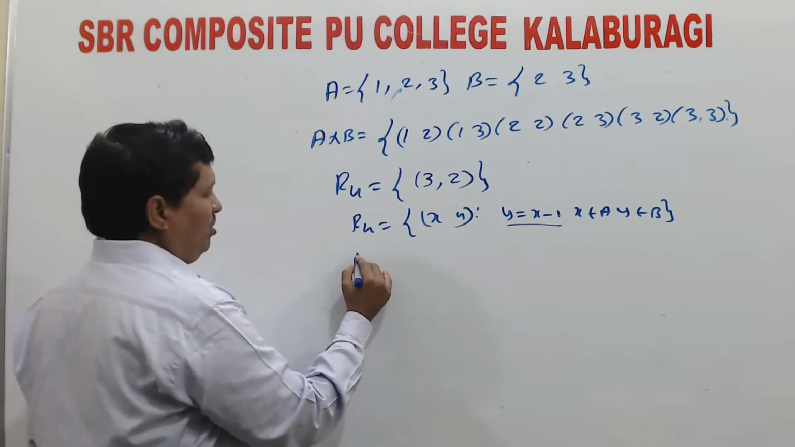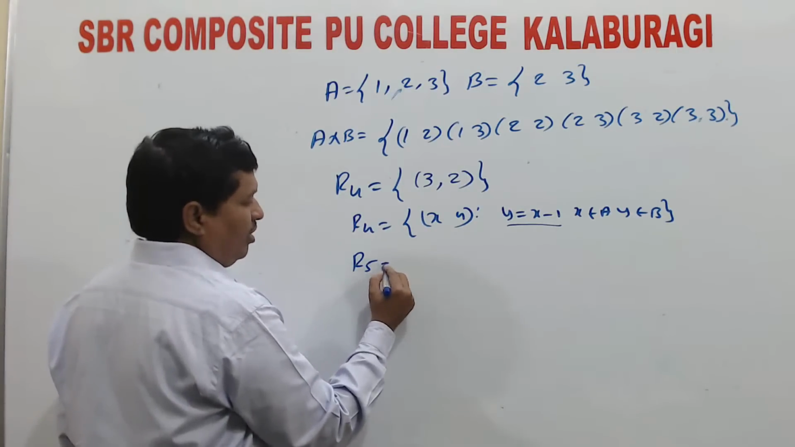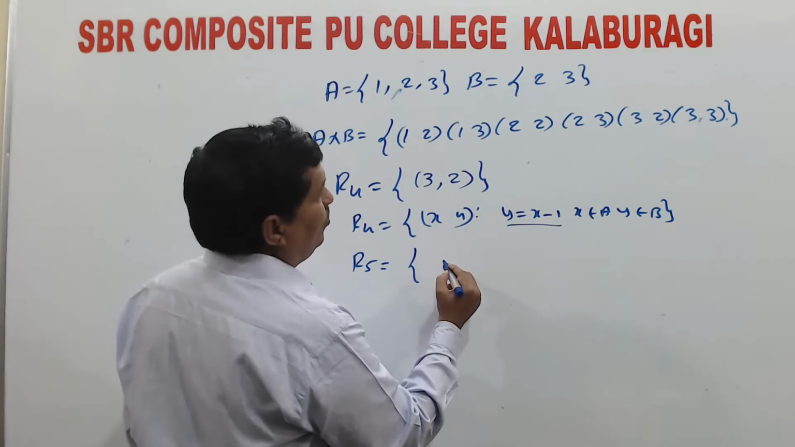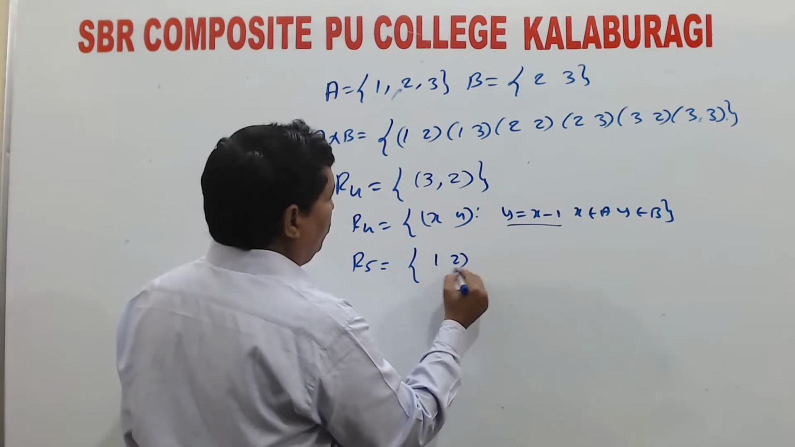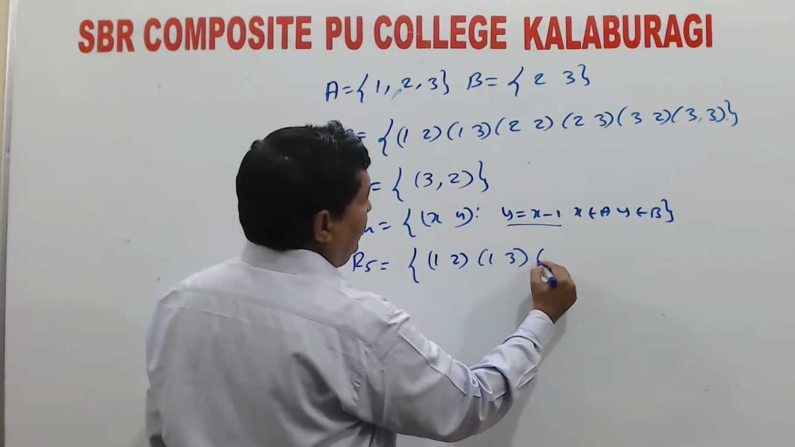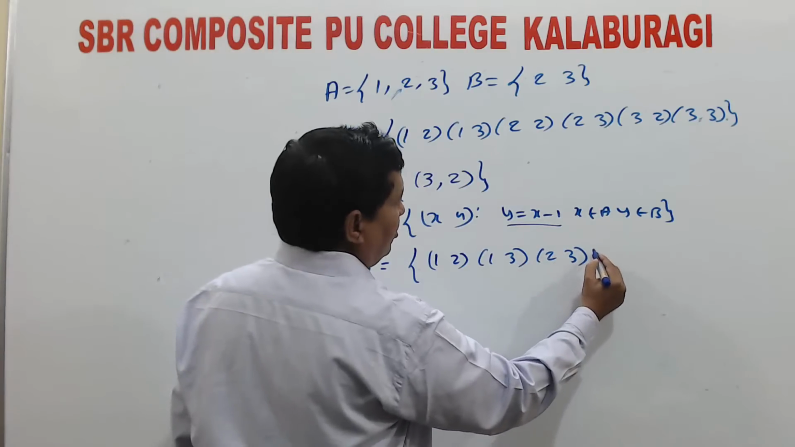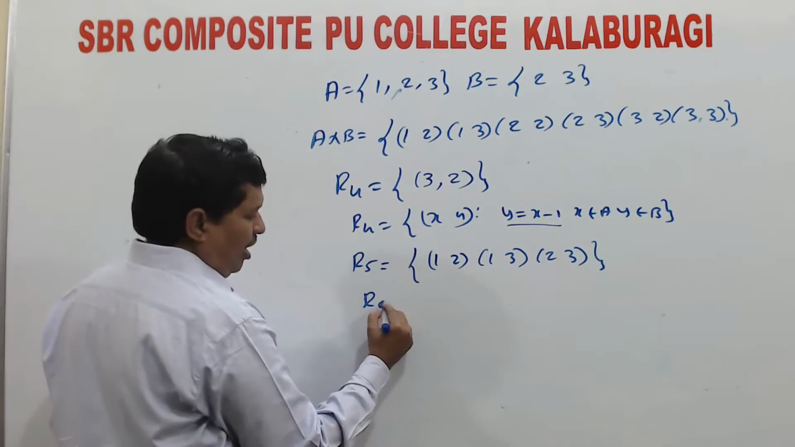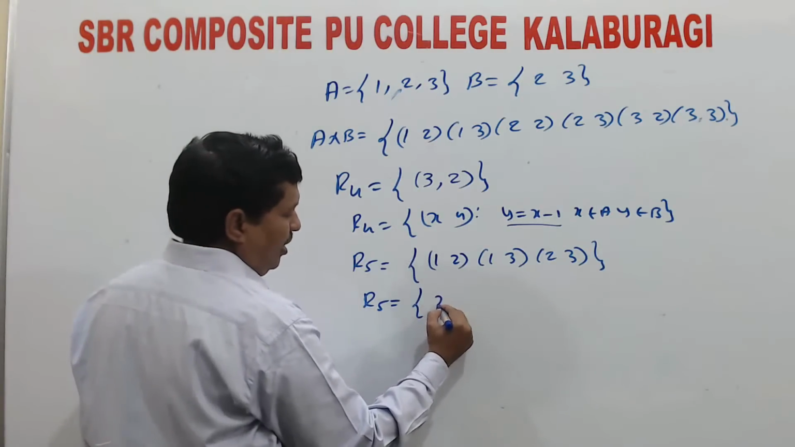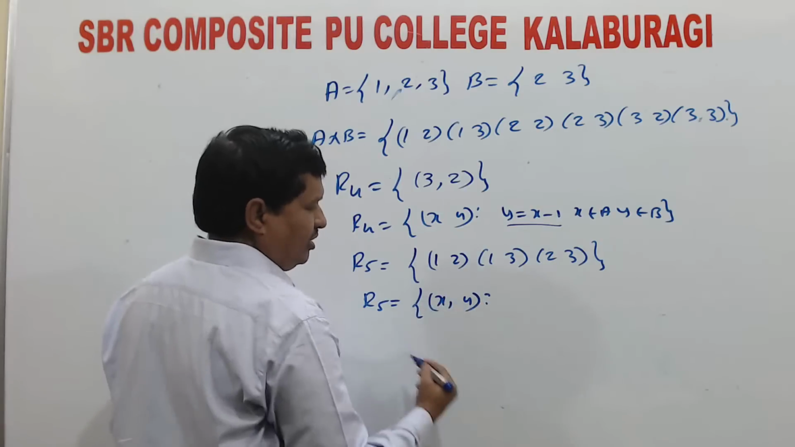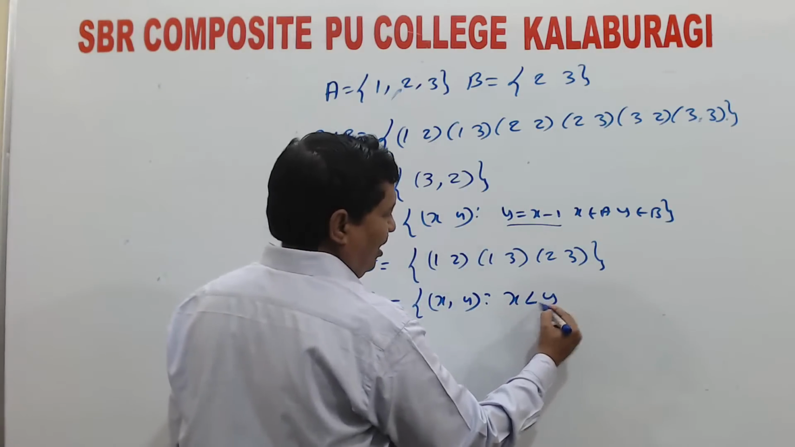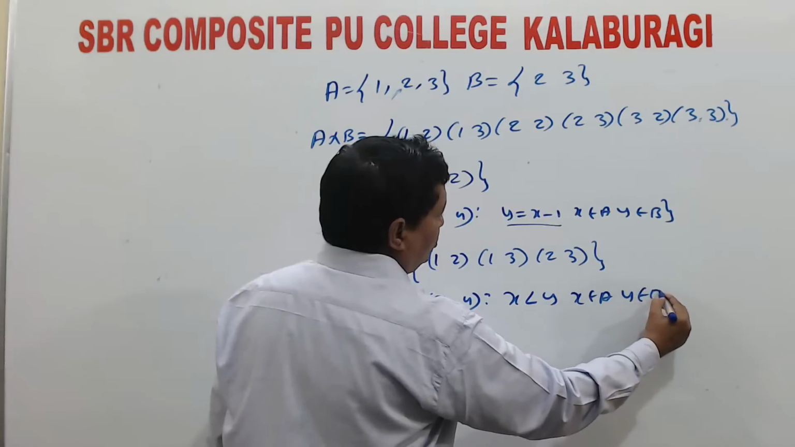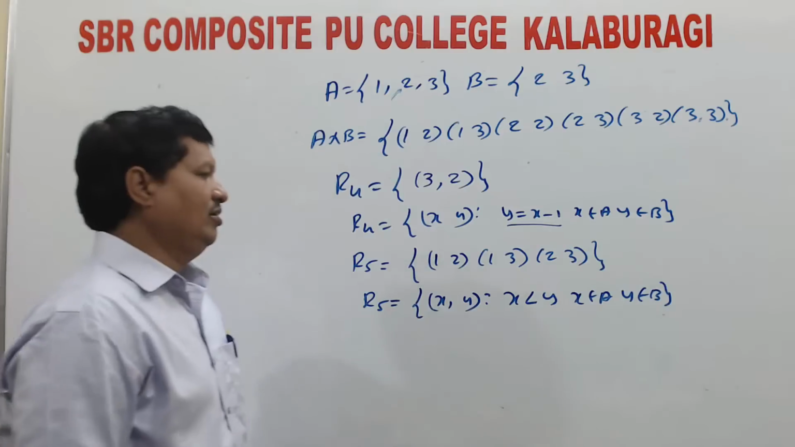Okay. You can write one more. R5 equal to {(1, 2), (1, 3), (2, 3)}. Only this I write. What type of relation is it again? R5 equal to {(x, y) such that x is less than y}, x belongs to A, y belongs to B. See here, what is the relation?